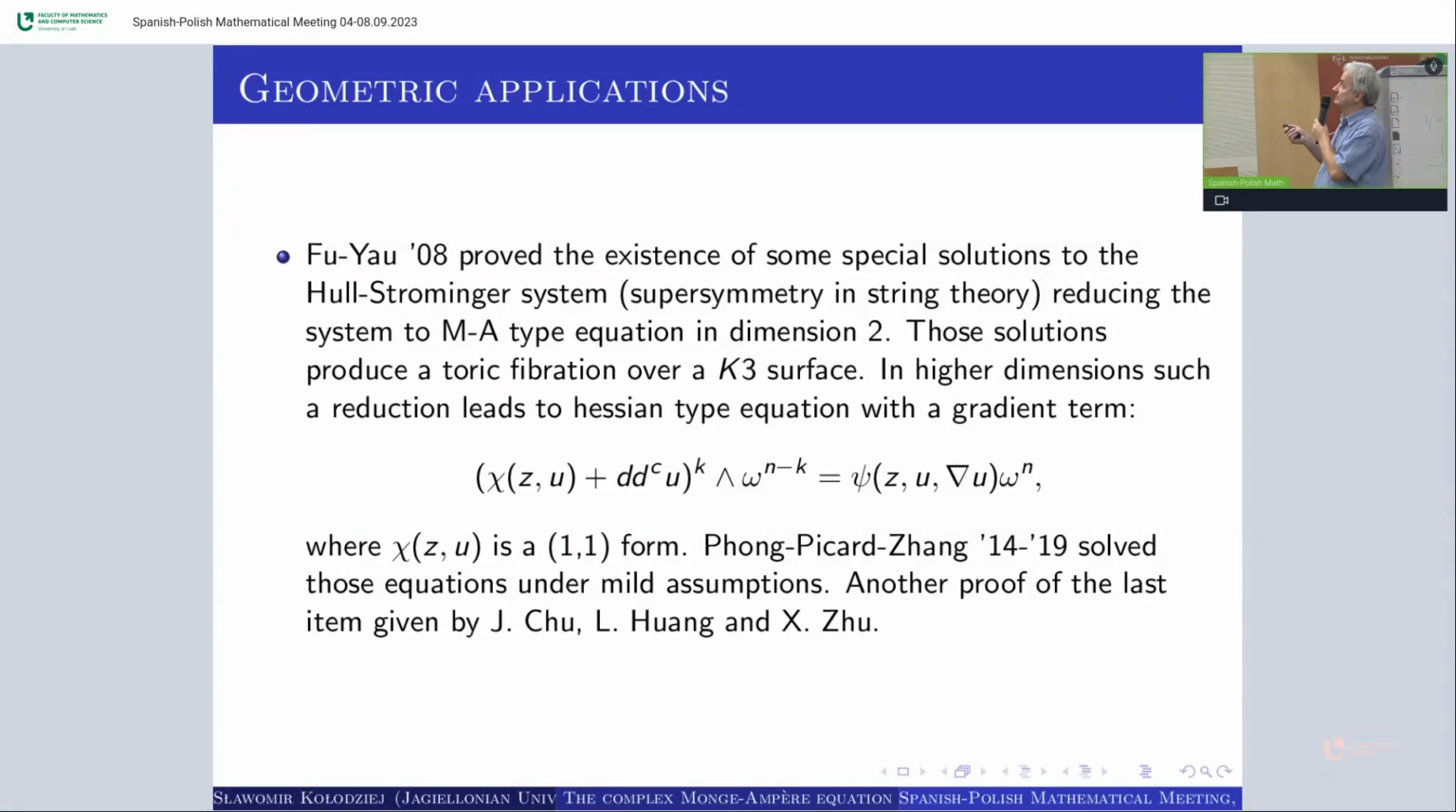Because, well, first, the function is given, but it does not only depend on z from the manifold, but also on the solution u. So this is more general, but also the right-hand side is more general because, again, this given function psi also depends on u and the gradient of u. Especially this gradient term was quite terrible in estimates, but after several years, Phong, Picard and Zhang were able to solve the equations under rather mild assumptions. And the Chinese authors from Peking University also obtained a slightly different proof.